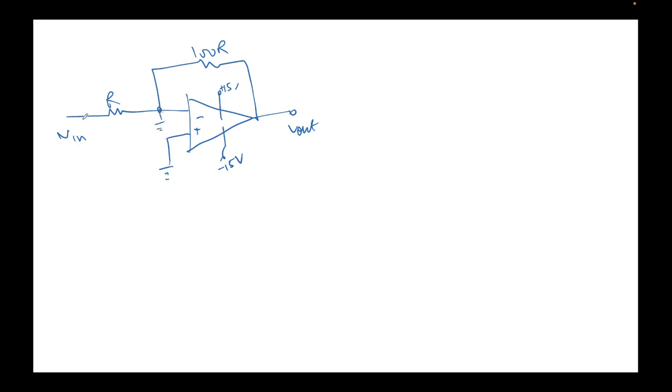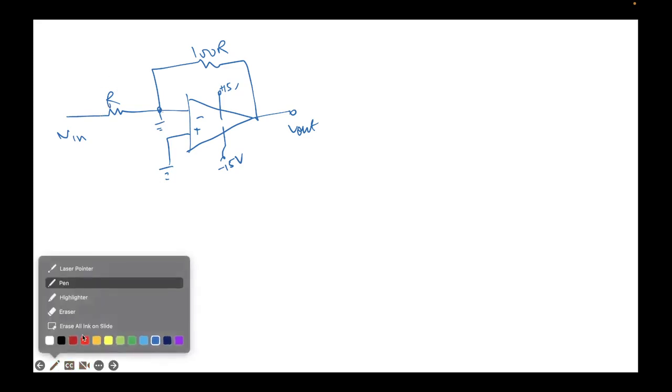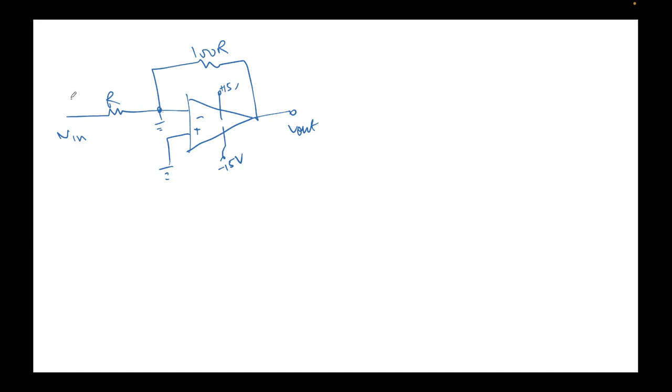Now let me change the color of my pen. Let's assume a current I is flowing here. No current is flowing here, no current is flowing here, and no current is flowing out here. So whatever current I is coming through cannot go here, so it has to come here, I. Applying KCL at this node, I plus 0 will be I. Very good.